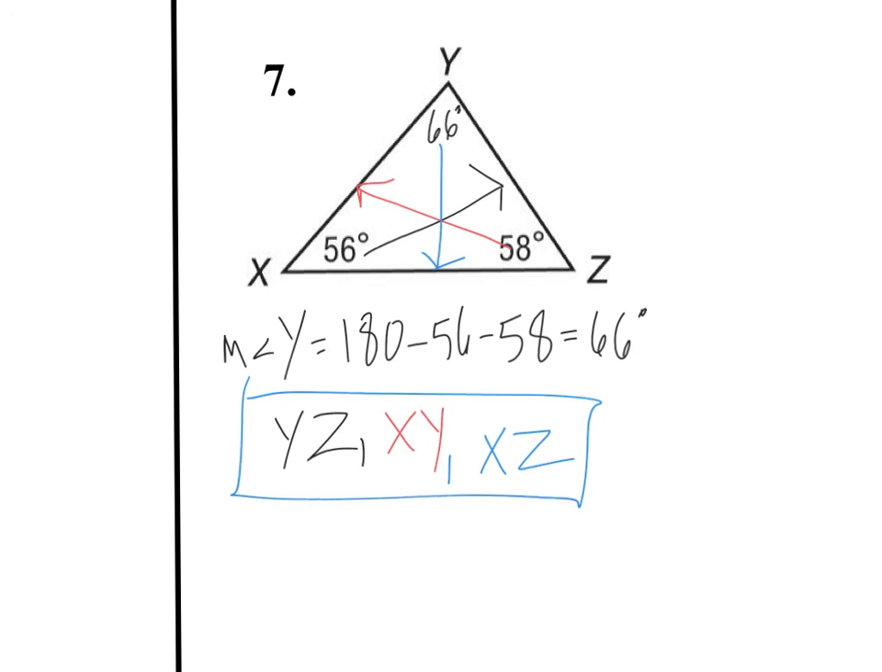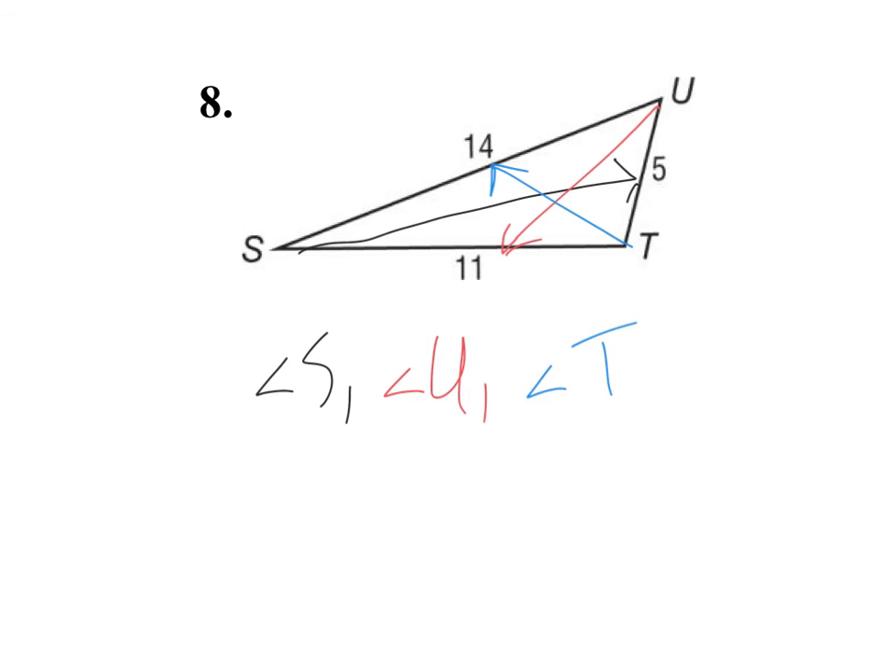All right, so here's triangle SUT, and the angles go in order SUT. 5 is opposite of S, so that makes S the smallest angle. And then 11's next in line, so that's going to be opposite of angle U. And 14's last in line, and that's opposite of angle T.